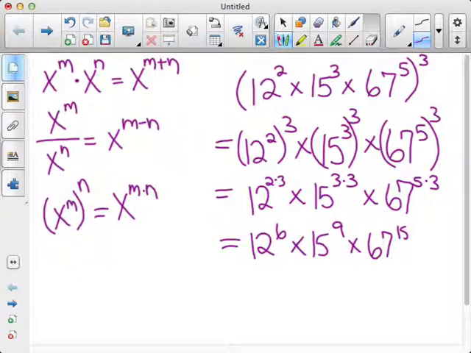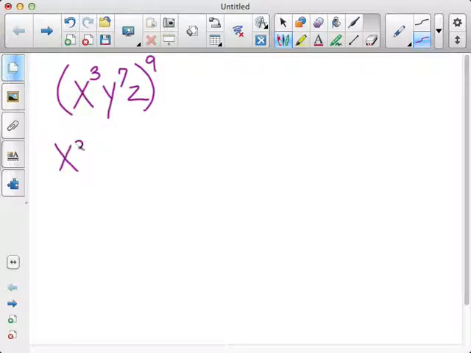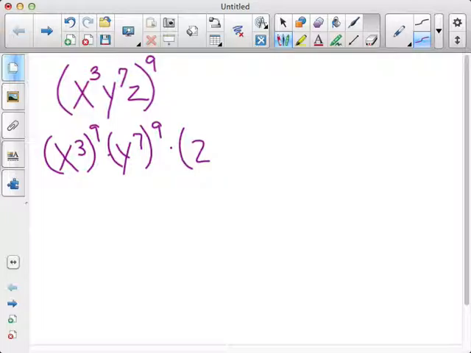And let's try an algebra example. So we have some algebra, we'll put in some letters: x cubed, y to the 7th, z, and that's all going to be raised to the 9th power. So we can rewrite this as x to the 3rd raised to the 9th times y to the 7th raised to the 9th times z to the 1st to the 9th power. I'll write it in there, but you don't necessarily need it.